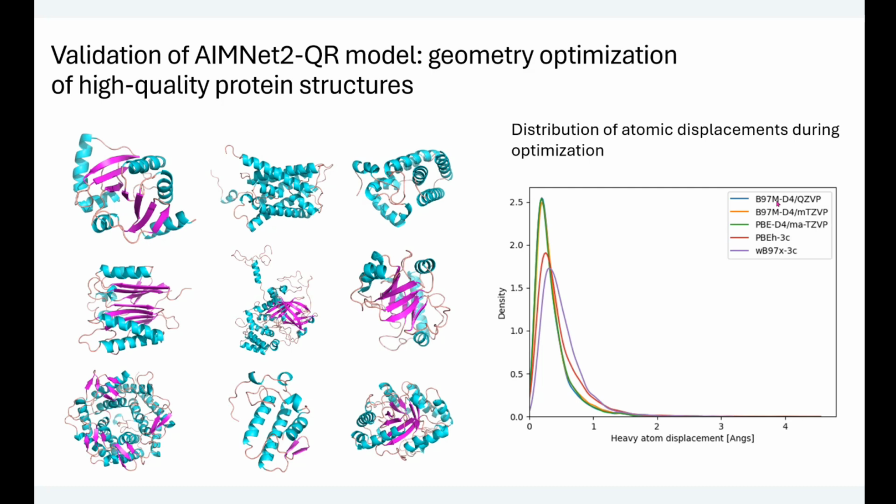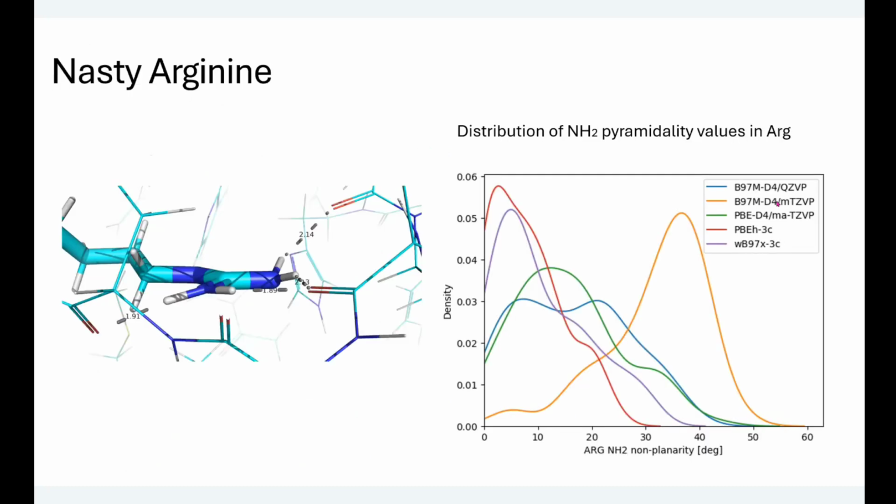But it's well worth it, and the model overall is good. So one of the problems that we get with this model was the conformation of arginine, specifically the pyramidality of amino groups in arginine, and many different computational methods give very different pyramidality.